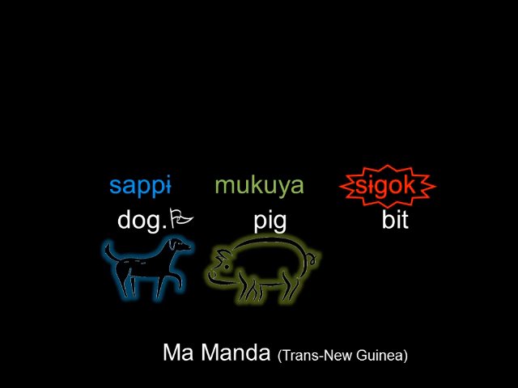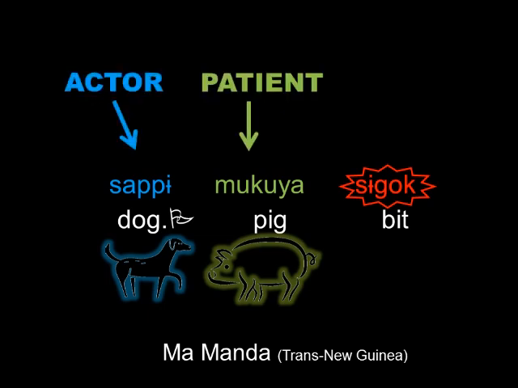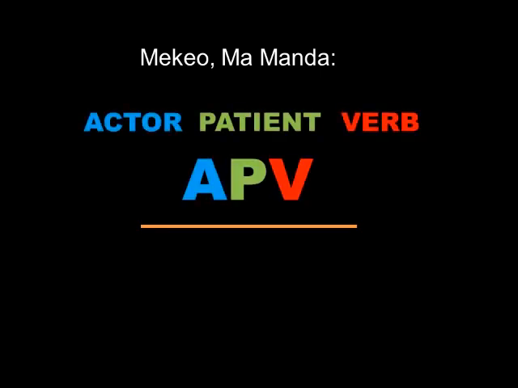This order is also very common in almost all the non-Austronesian or Papuan languages throughout the rest of New Guinea, particularly in the family called Trans-New Guinea languages. For example, in Mamanda, in the Finisterre Mountains of Morobe province, the actor comes first, then the patient, and then the verb. We say that languages like Makeo and Mamanda, and many other languages in Papua New Guinea, have the normal order actor, patient, verb, or APV.